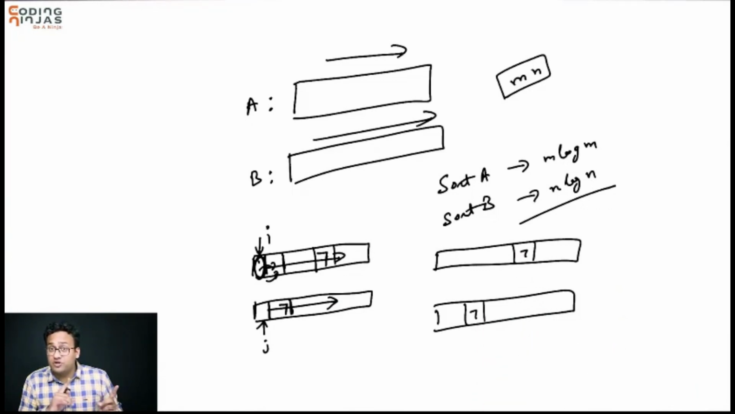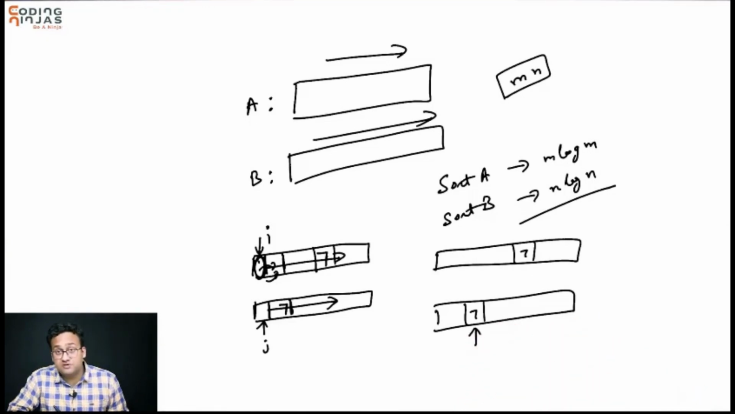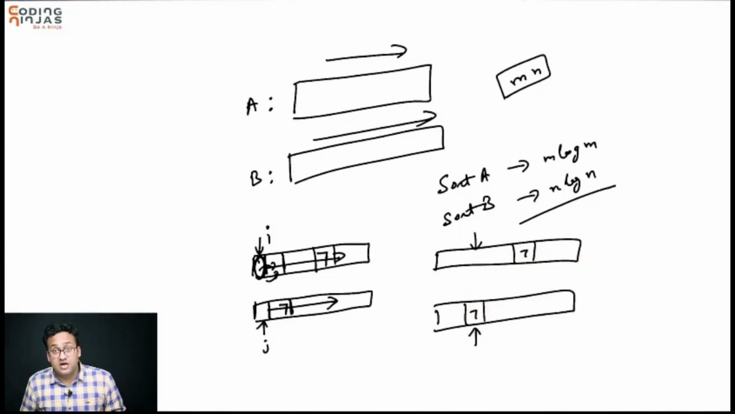So if you use the same merge routine here, what's going to happen is, if you reach one of these 7s first, right, let's say in array B I have reached 7, in array A I have not reached 7, I need to make sure that I get all the intersection points, right? That's what I need to print.